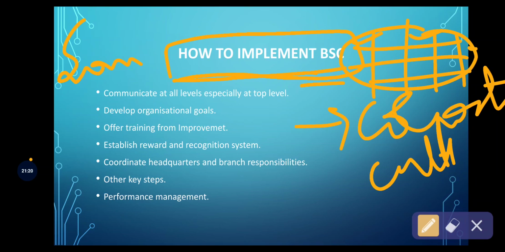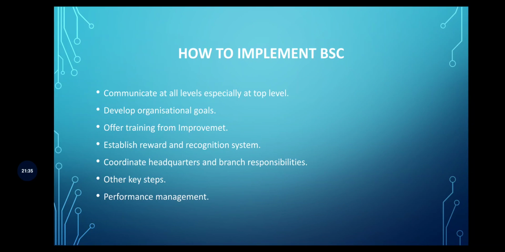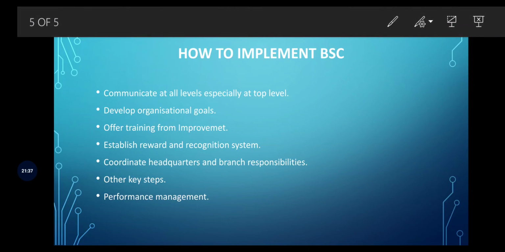Next, the last one is performance measurement. After implementing the BSC, the next thing is to measure the performance of the employees and the whole organization. So this is the process of implementing the BSC. Hope you have understood this concept.